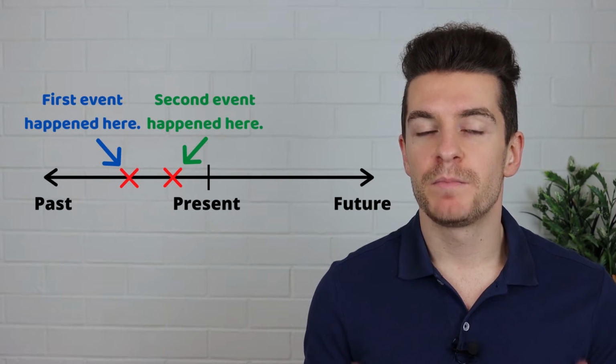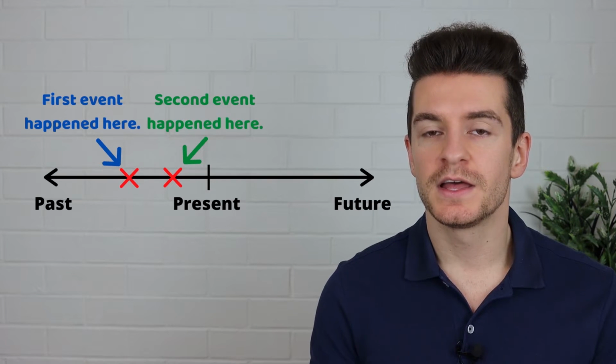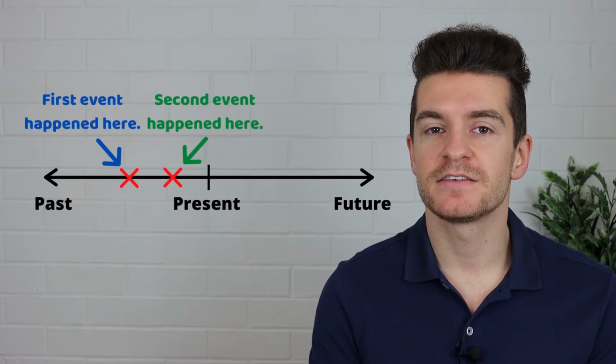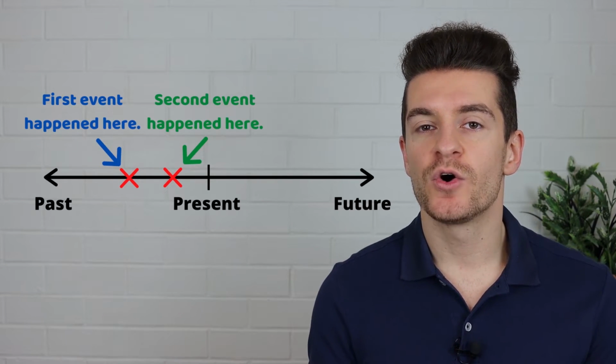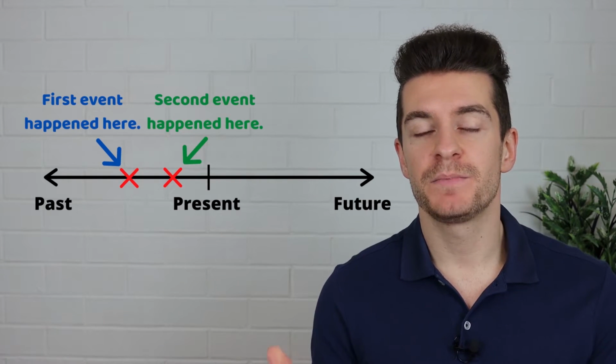We normally use by the time to talk about two events. So by the time I got home, this is event number 2, they had already finished the pizza. This is event number 1. We don't know what time they finished the pizza. All we know is that at the time I got home, the pizza had been eaten already. Now let's look at another example.